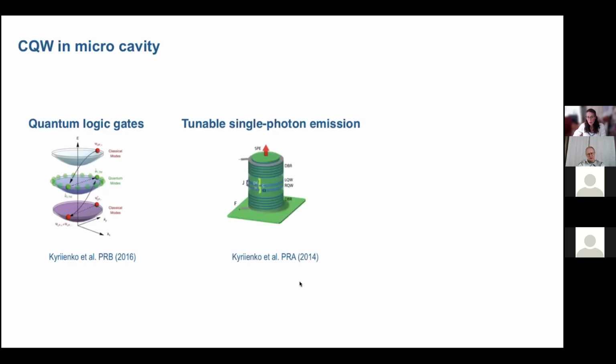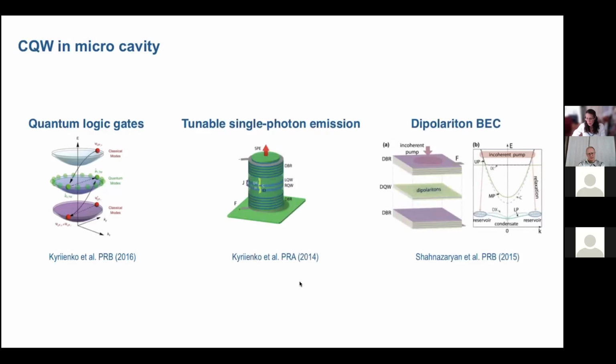It can also be used for single photon emission. So that's a coupled well in a cavity. Or there has been a proposition of doing BEC of dipolaritons, starting with a polariton and going adiabatically to a dipolariton BEC.